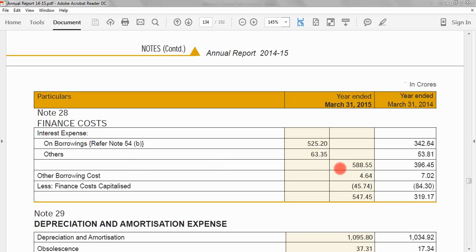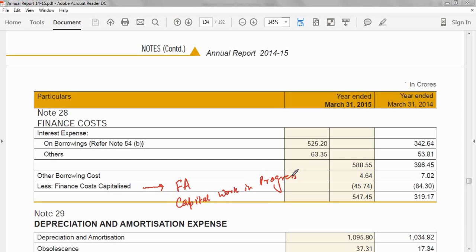So this year, your total interest expense should be 588 plus other borrowing cost, which is 4. So you should have calculated your interest cost as a percentage of debt on 592 or 593, rounding it off, right? Some finance costs got capitalized, that is 45.74. When we say this got capitalized, this essentially would have gone into either fixed assets or in capital work in progress. Now, can you find it there separately?